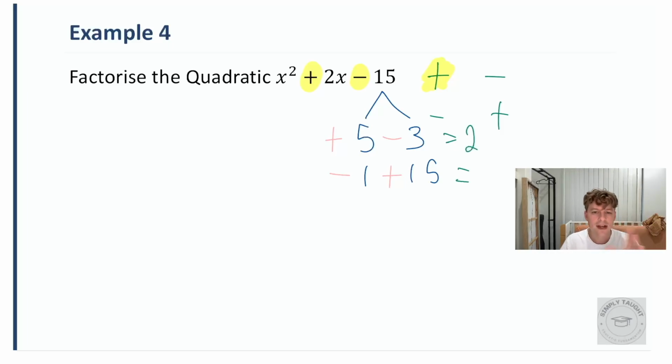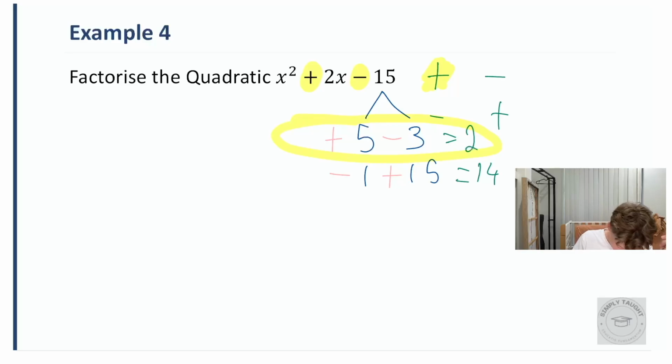If I do my second pair, just for the sake of showing how to do it, I wind up with negative 1 plus 15, which is going to give 14. Both give positive answers because the bigger number is positive. So now I get my pair. Positive 5 minus 3 is equal to 2. So I found my pair of numbers that multiply to give negative 15 and add to give positive 2.